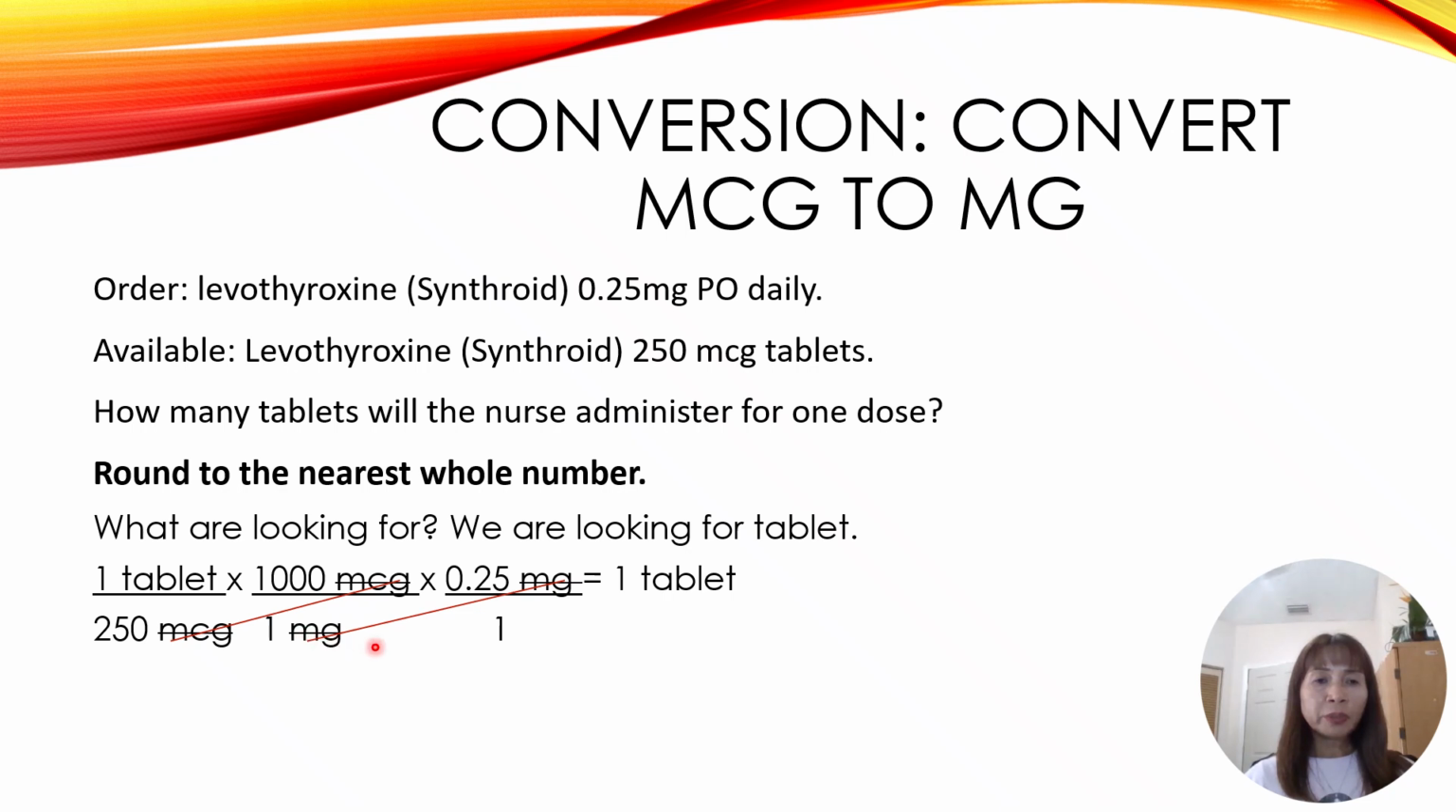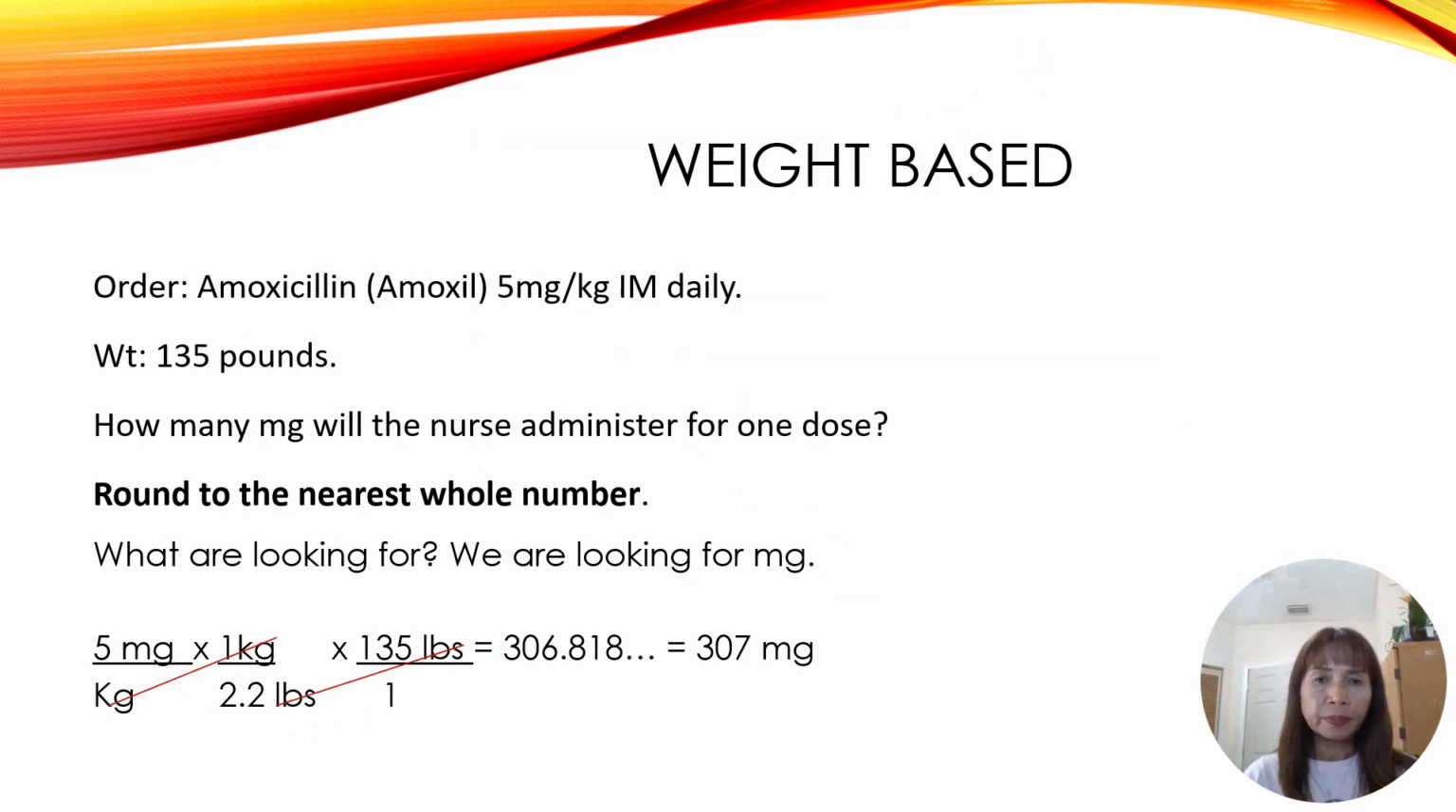Okay, so now we are going to put the doctor's order, which is 0.25 milligrams over 1, because this is only one order. So now we cancel milligrams and milligrams, and now we multiply 1000 times 0.25 divided by 250, that will give us 1 tablet.